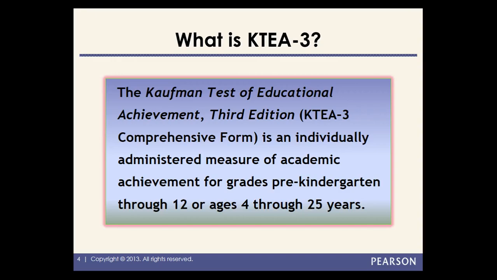In terms of the KTEA, let's give a brief overview of what it is. Basically, it is a Kaufman test. The Kaufmans are actively involved in this test. This is the third edition. It is an individually administered measure of academic achievement for kids from grade pre-K through 12, and the age range is from 4 to 25.